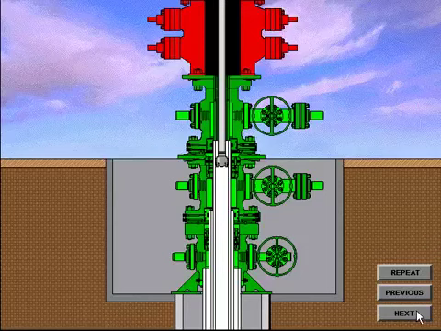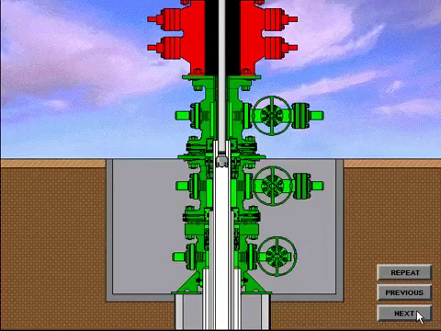Production tubing is considered any pipe string 4 inches in diameter or less, though sometimes larger sizes of pipe are used.